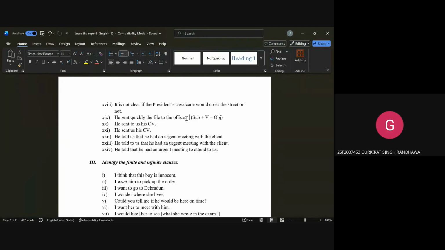After the object. He sent the file quickly to the office. He sent the file quickly to the office, which means after the object. Yes, ma'am, this is the correct order. Ma'am, he quickly sent the file to the office.